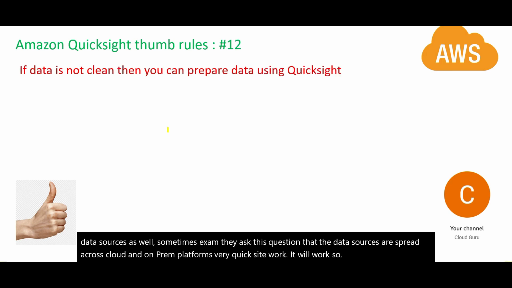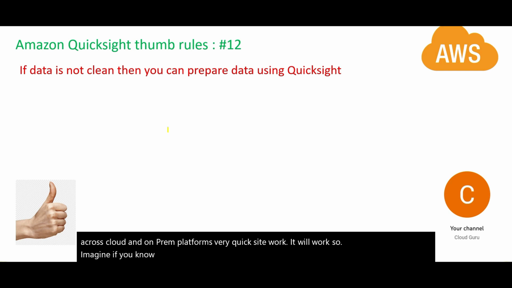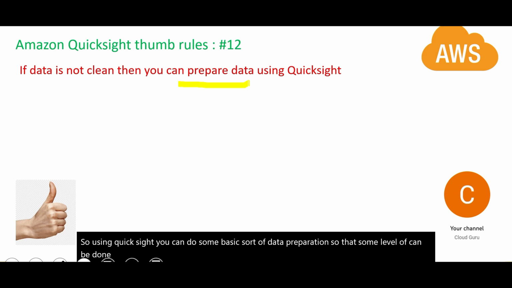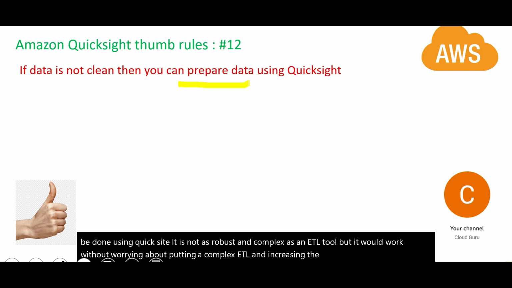And imagine if the data that is being used by Quicksight for creating visuals is not up to the mark. That means it is not sanitized. So using Quicksight, you can do some basic sort of data preparation so that some level of sanitization can be done. It is not as robust and complex as an ETL tool, but it would work without worrying about putting a complex ETL and increasing the cost of processing the data.